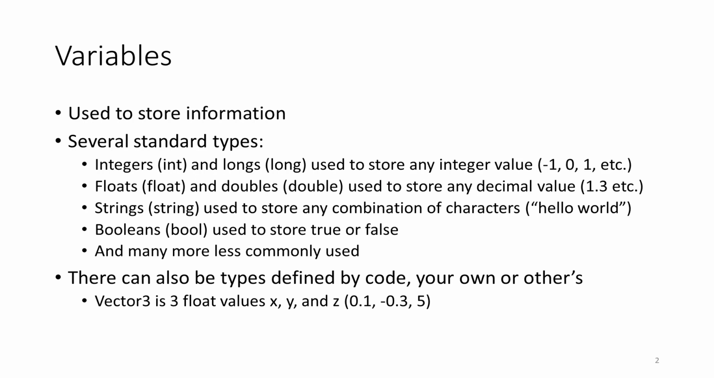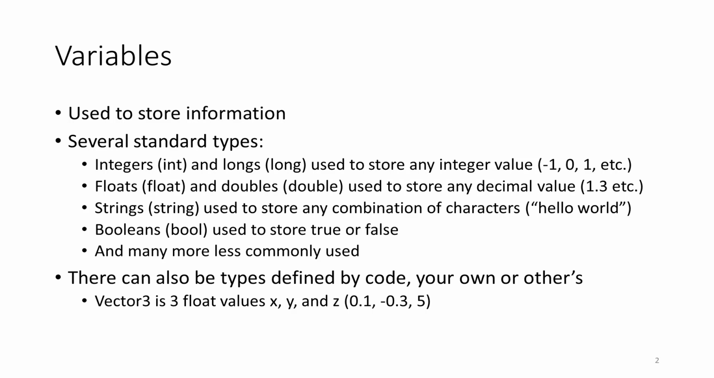First on our list are variables. Variables are used to store information. There are several standard types of variables available in C#. Integers and longs can store any integer value. Floats and doubles can store any decimal value. Strings can store any combination of characters. And booleans store true or false. There are also many more standard types that are less commonly used.